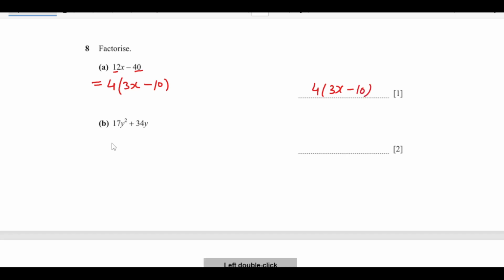Now here, if you look at the numbers, 34 is a multiple of 17, so 17 is out, and we have y squared here, y here, so the minimum power of y is y, so 17y is out. We have y squared, 1 y is gone out, we will have y plus 17 times 2, 34, and y is already there. So these are the factors.